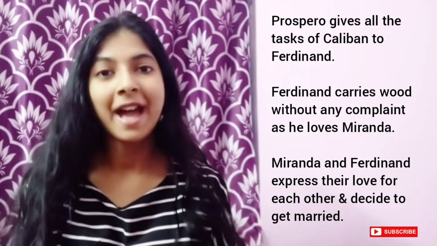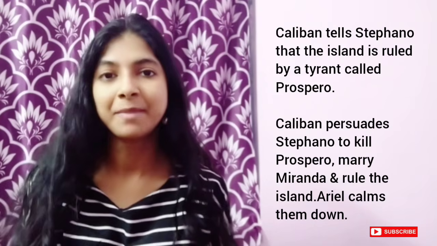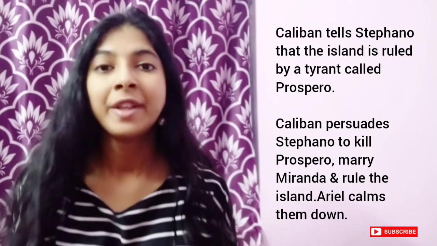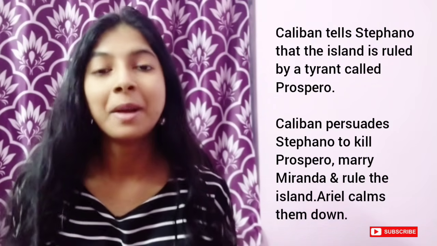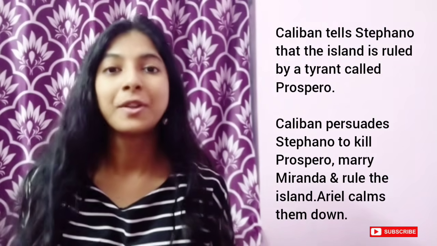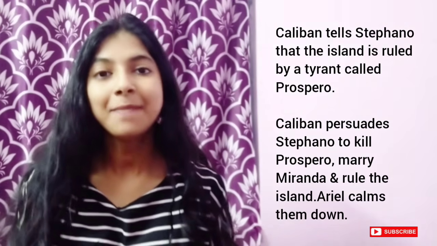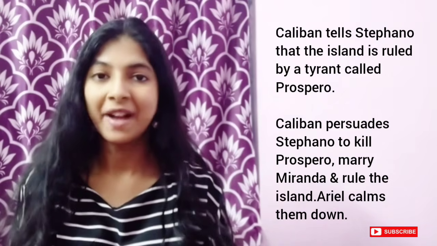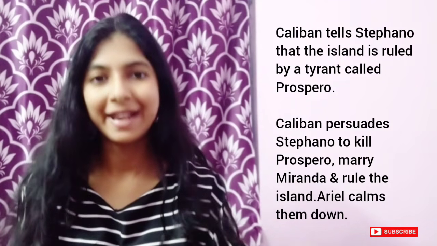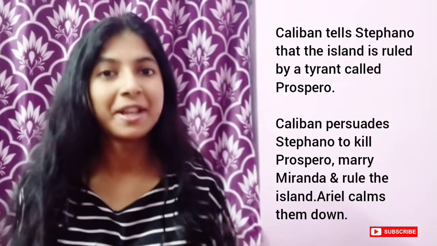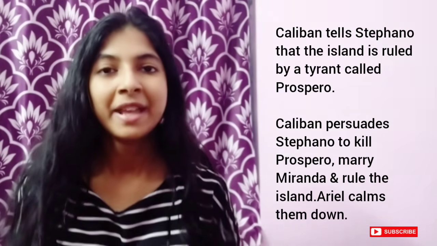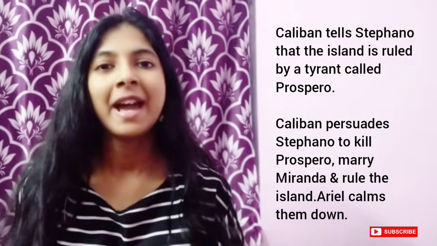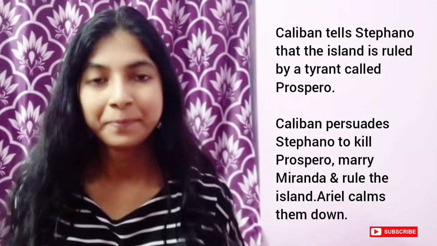On the other hand, the monster Caliban tells Stephano that the island is ruled by a tyrant called Prospero. Caliban wants Stephano to kill Prospero, marry Miranda, and rule the island. He says that he will help Stephano. Ariel plays the music and calms them down.